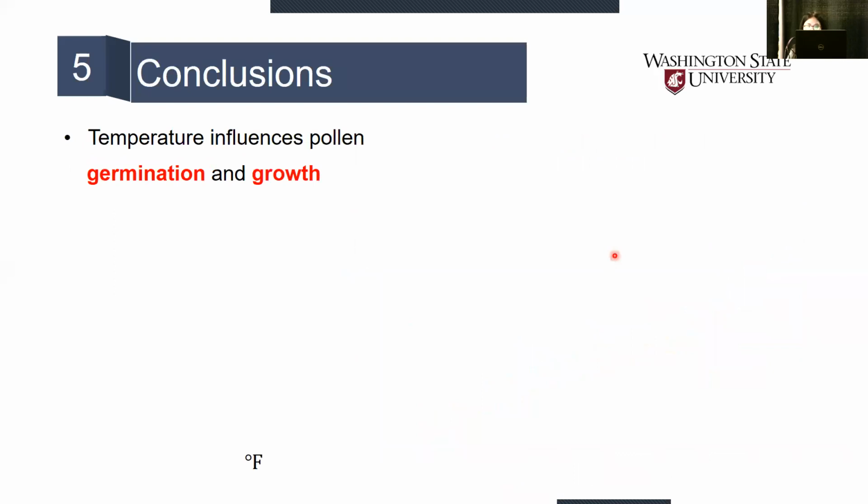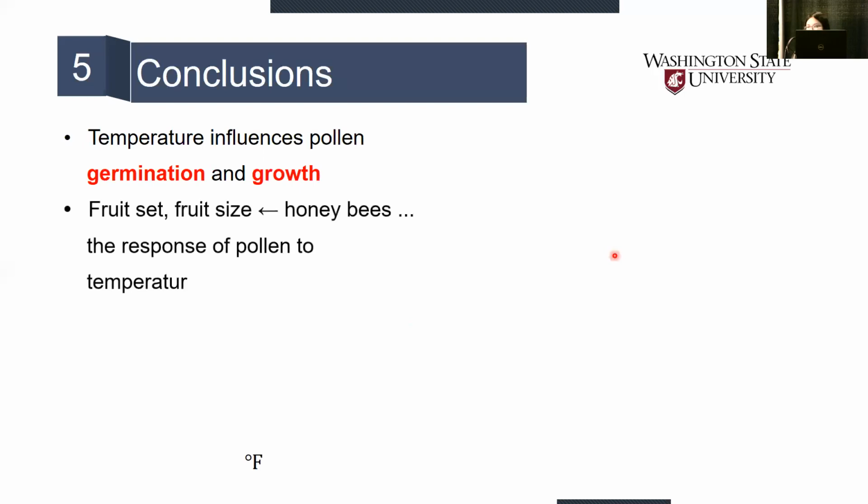So here is the conclusion. Temperature not only influences the germination rate, but also pollen growth. If there is a low fruit set and a small fruit size, it's not only because of honeybees or other nutrition or soil; it can also be because of the response of pollen to different temperatures.